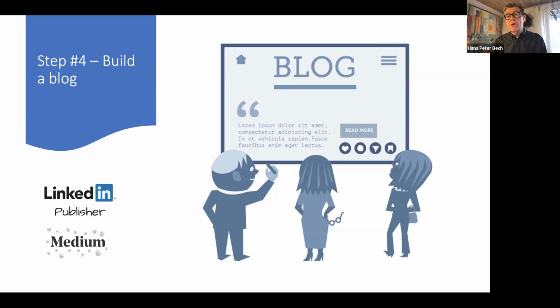After you have posted content on your blog, then you can push it to other media like LinkedIn Publisher, Medium, or other places, industry blogs, but post it first on your own blog. So in short, you need to extend your corporate website with a blog.